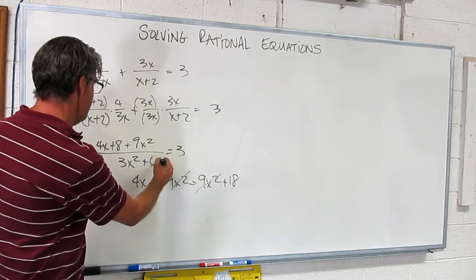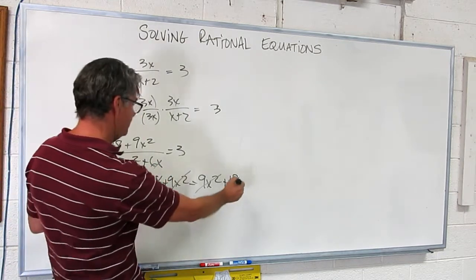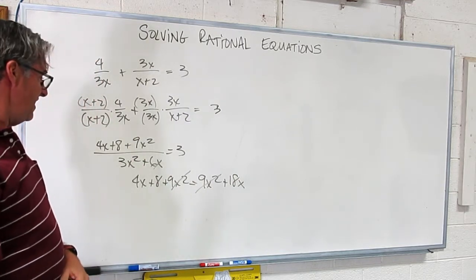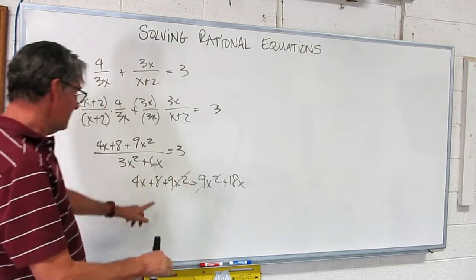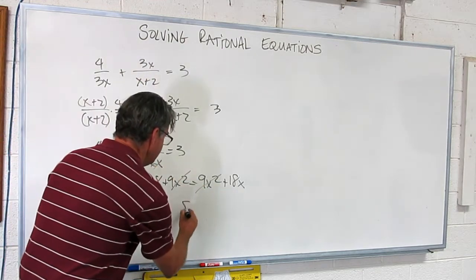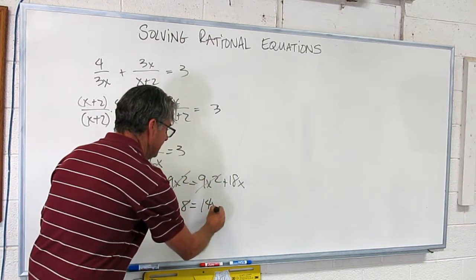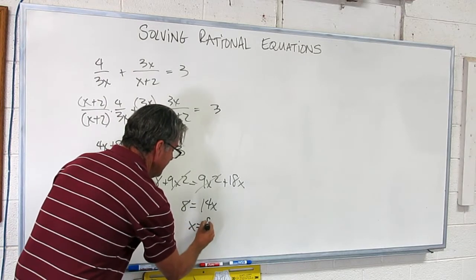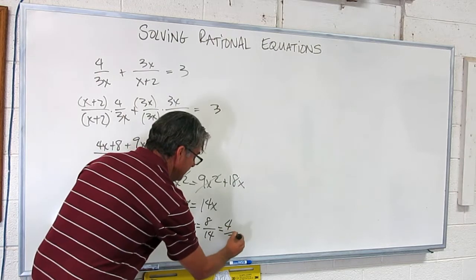This is 6x. I hope you caught that before I did. So this becomes 18x right there. Interesting. So now, what I'm going to do is subtract my 4x over there. So that leaves the 8 on this side. 4x from 18x is 14x. Divide through by 14, and x is going to be 8 over 14, which reduces down to 4 over 7, like that.